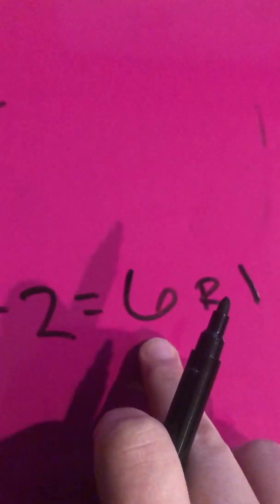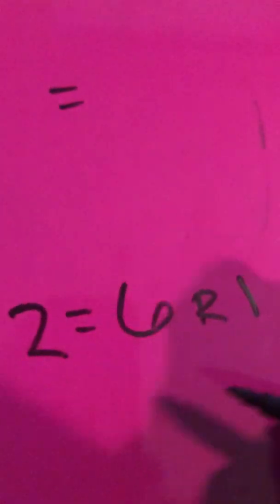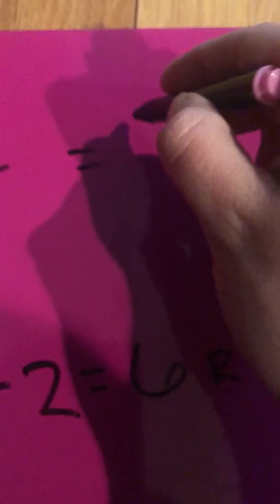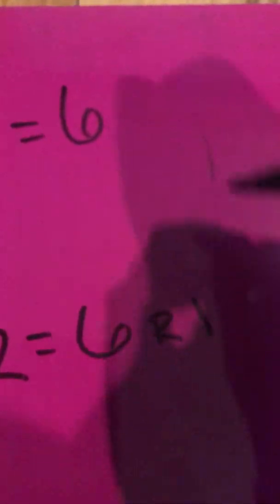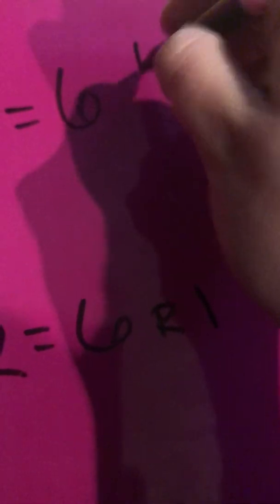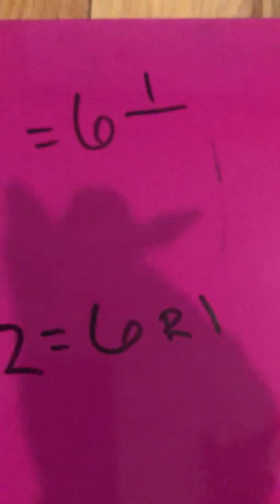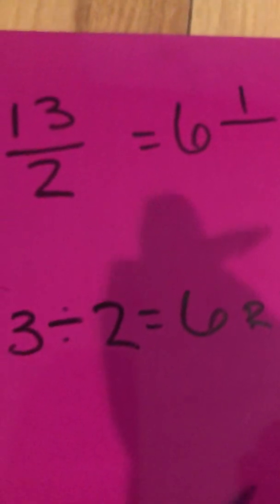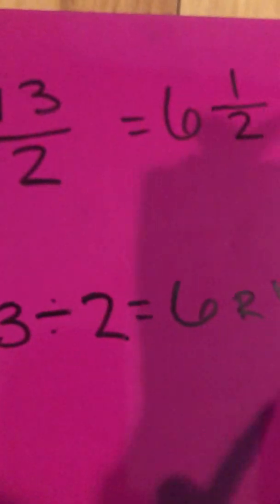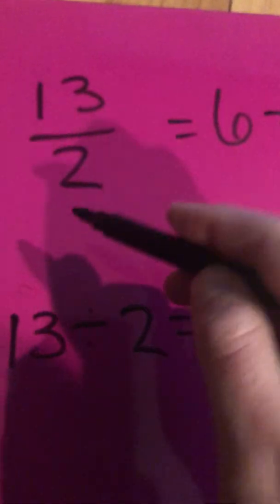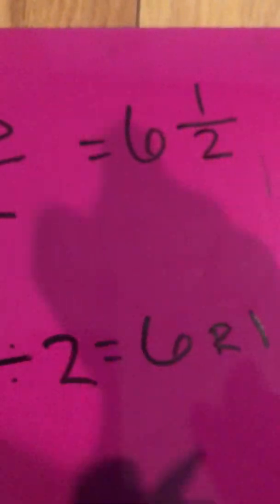So take a minute, think about what's going to happen to this 6. Okay, so yes, hopefully you said that our whole number 6 in my quotient becomes my whole number here in my mixed number. Think about what the remainder is going to become. So hopefully you thought that our remainder becomes the numerator, and think about what I'm going to utilize as my denominator. So hopefully you said that 2 is going to become my denominator. So 13 halves is the same as 6 1/2.